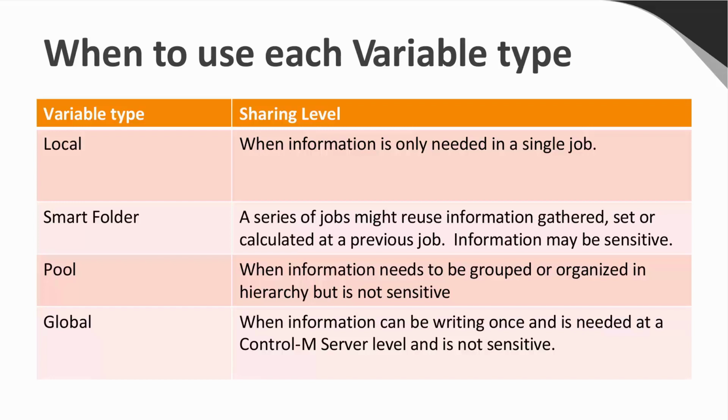The global variable is information that can be seen by all jobs within a data center, so within a particular Control-M server. An example of this would be something that might be written once, but not necessarily updated a lot, like something like date would be good.